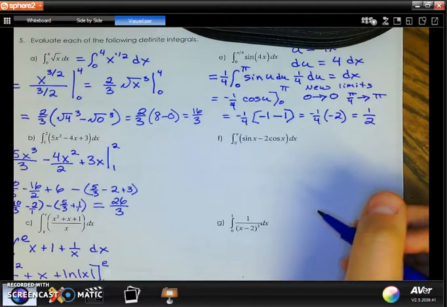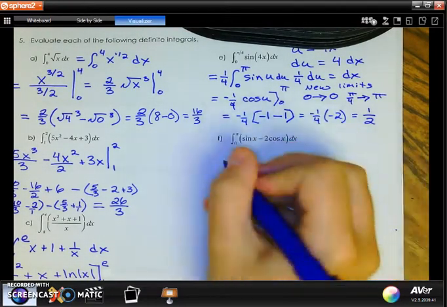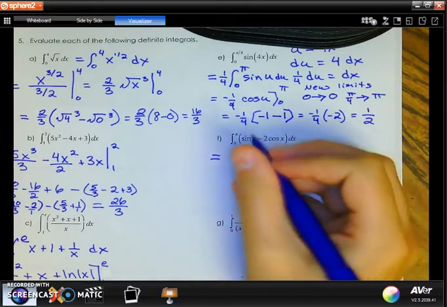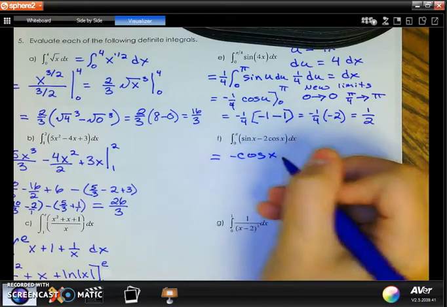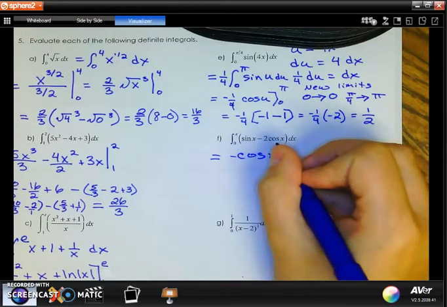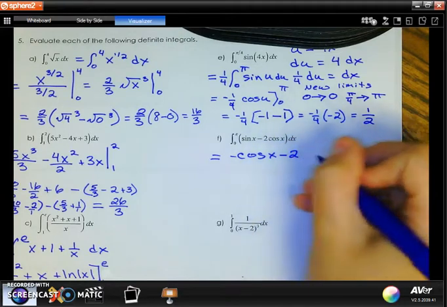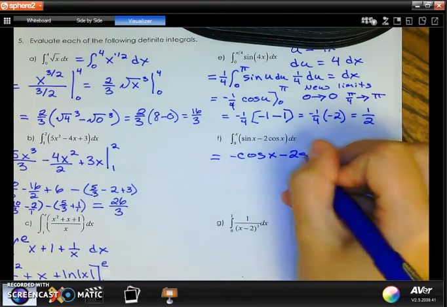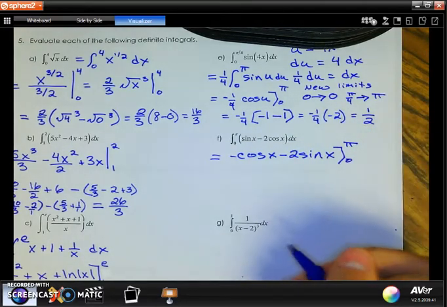Okay. So next we have this one. You do not need U substitution. This is straight just using your trig chart there. So from sine, we're going to be negative cosine of x. And then negative cos will be negative sine. So we go 2 minus 2 sine x. And again, we're evaluating this at 0 to pi. No need to adjust the limits because it's not U sub.